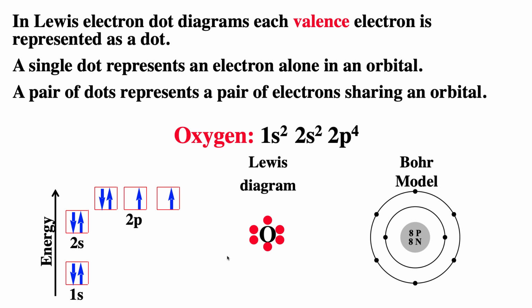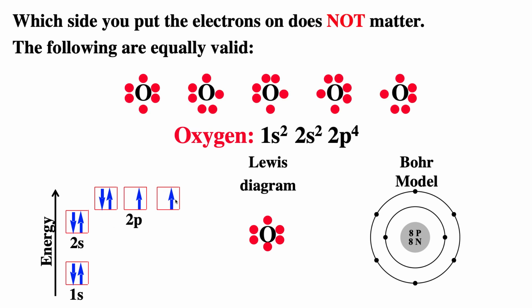And so a pair of dots represents a pair of electrons sharing an orbital. A single dot represents an electron alone in the orbital. And so it's kind of cool. The Lewis diagram gives you information about the valence electron configuration. Now it doesn't matter which side you put the dots, as long as you have 2 pairs and 2 single dots for oxygen.